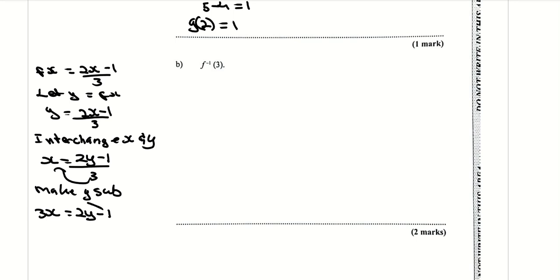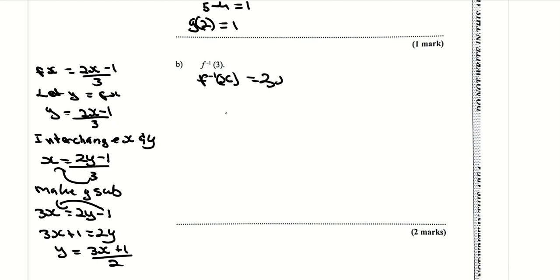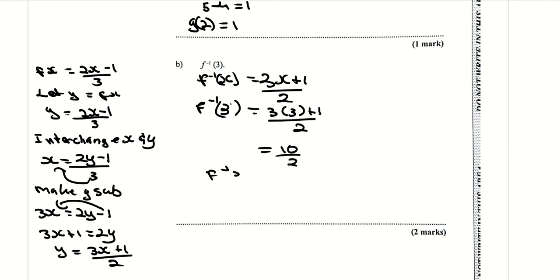You want to make y the subject, so you carry across 1. So that would be 3x plus 1 is equal to 2y. So y would be equal to (3x plus 1) all over 2. So f inverse of x is equal to (3x plus 1) over 2. So f inverse of 3 is equal to (3 times 3 plus 1) all over 2. 3 threes are 9, 9 plus 1 is 10, over 2. So f inverse of 3 is equal to 5. And that would be the answer for this question here.